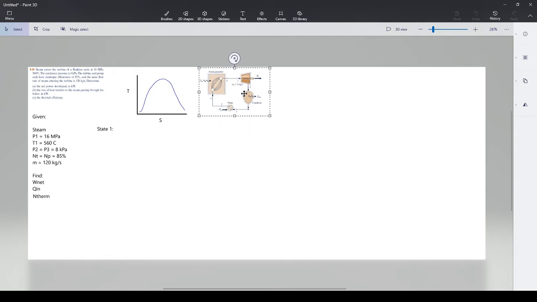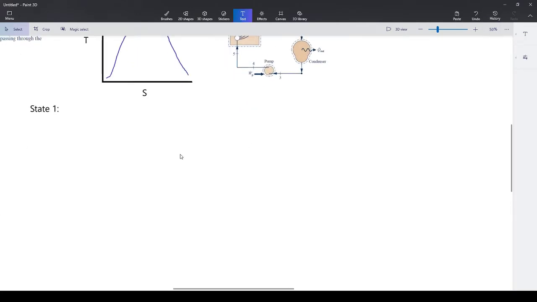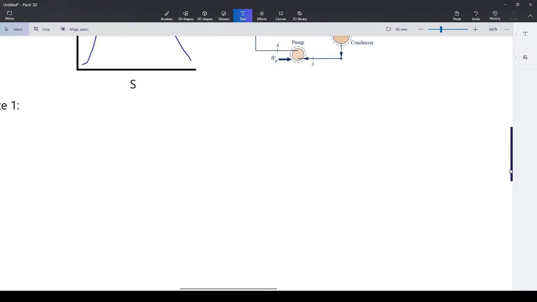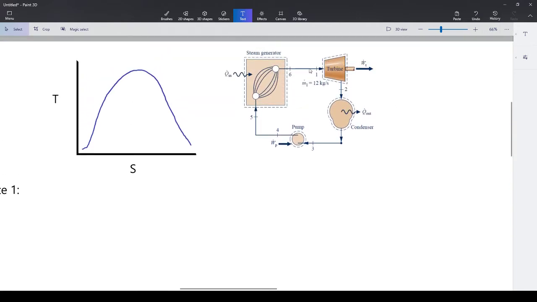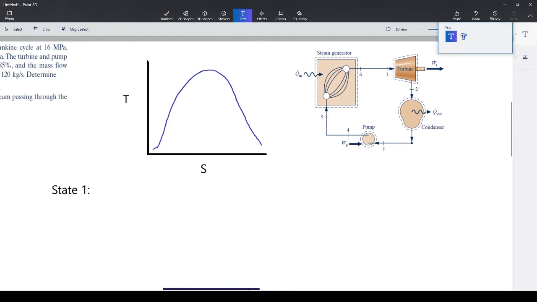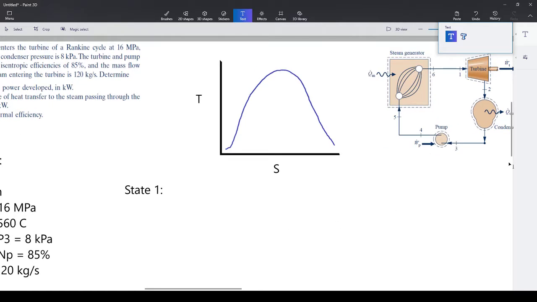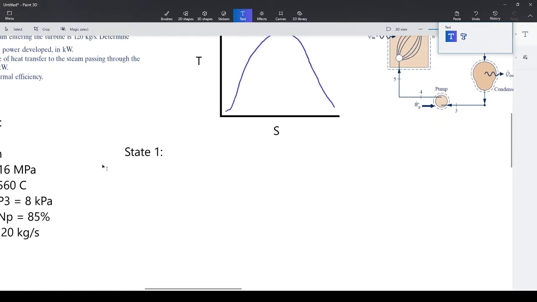So this is our diagram of the question. It says that state 1 is going into the turbine, right? We can clearly see that. Now obviously the mass flow rate is not 12. I'll get rid of that, but everything else is correct. So we need to find all the numbers associated with these states, right? That's our first step. So let's do that.